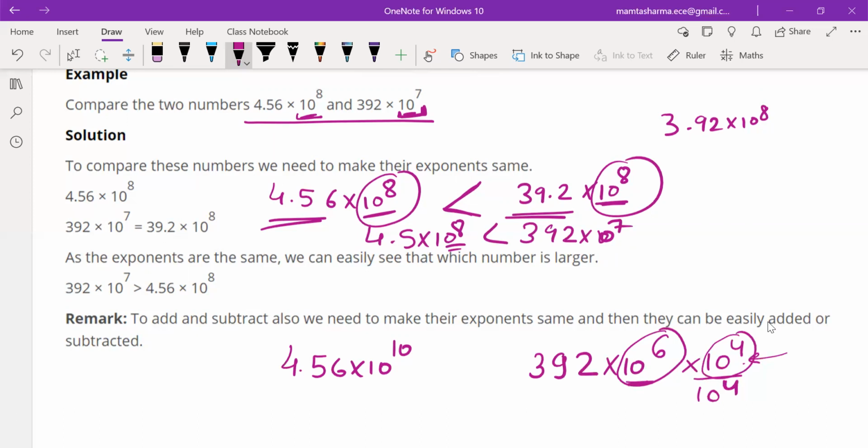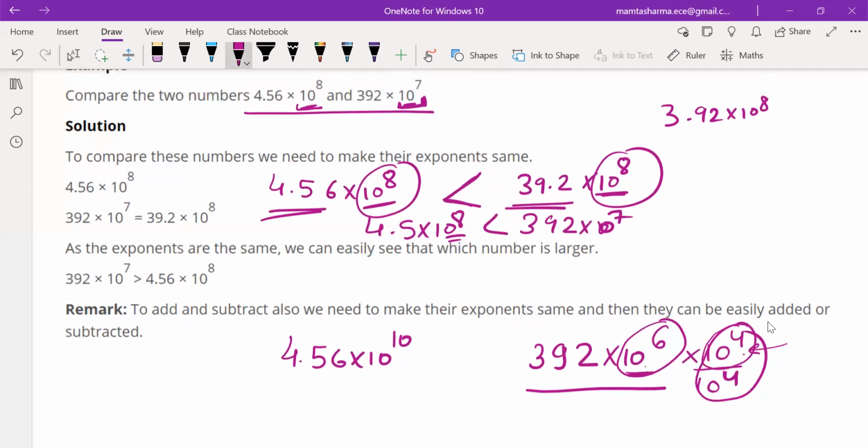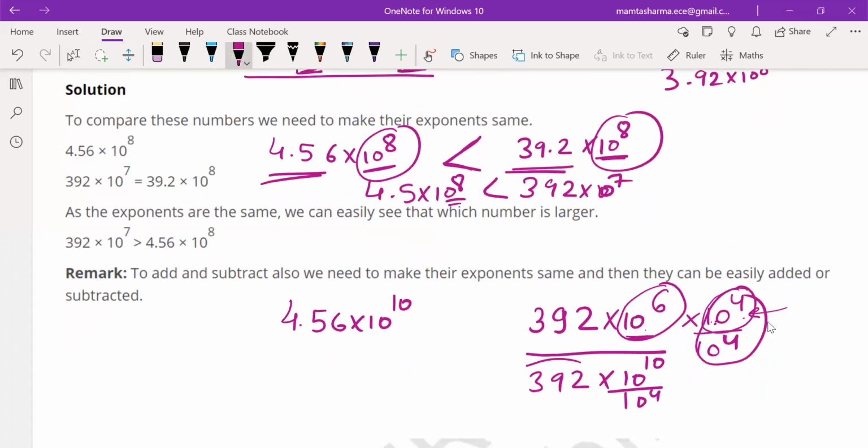So multiply and divide both by 10 raised to power 4 so that there would be no effect on the given number. Now you can add these exponents. So it will become 10 raised to power 10. Now what to do with 10 raised to power 4? Now 10 raised to power 4 would be accounted with this number.